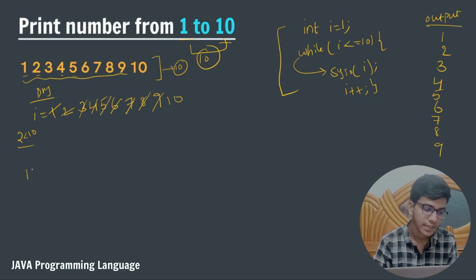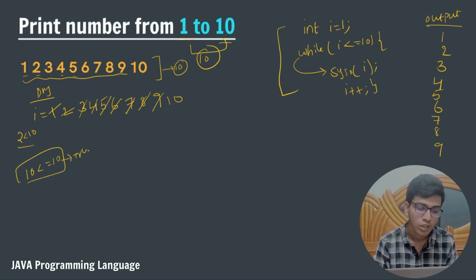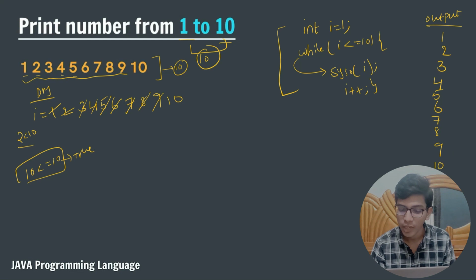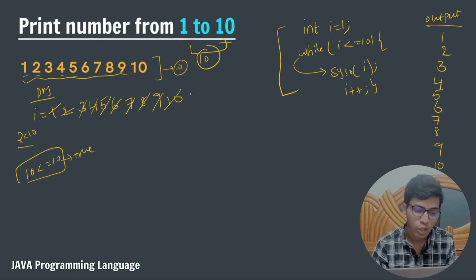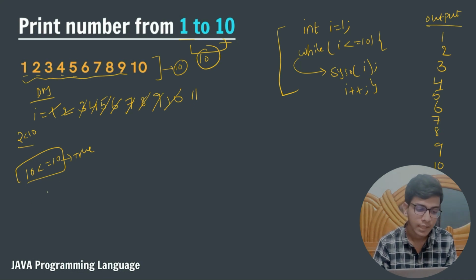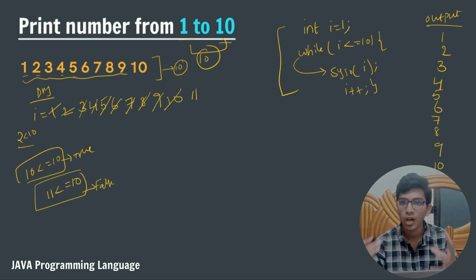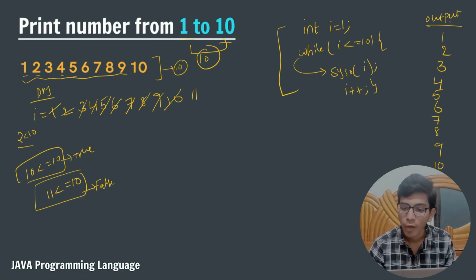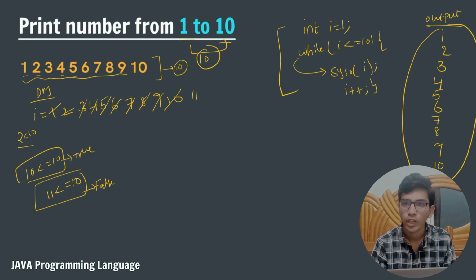Now the i value should be less than or equal to 10. This condition is true, so we will print 10. After that i becomes 11. Now clearly 11 is not less than or equal to 10, so the condition becomes false. After that we stop our while loop, and we can see that we have printed numbers from 1 to 10. So this is the working of our while loop.